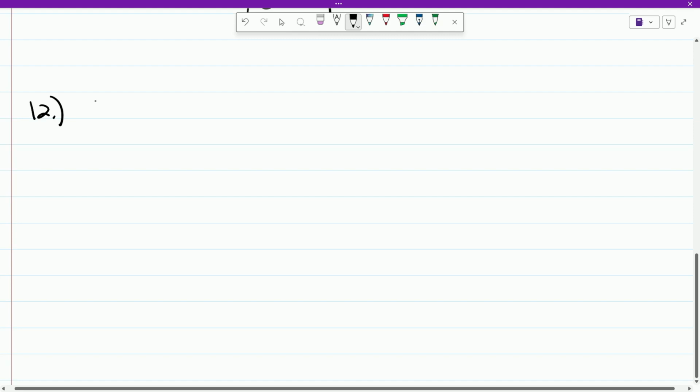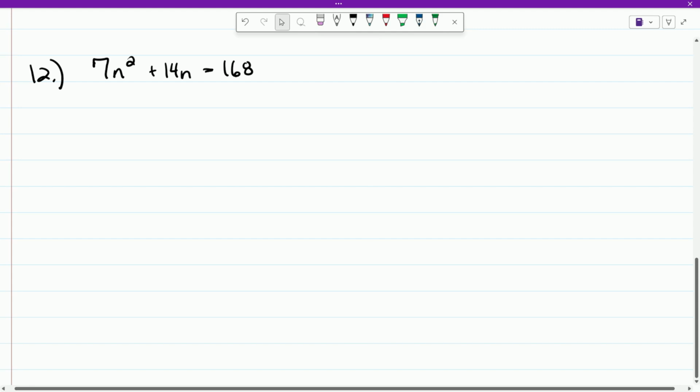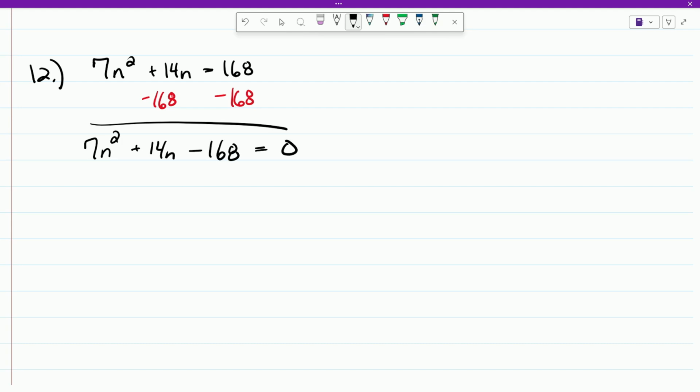So number 12 is 7n to the second plus 14n equals 168. Step number 1, I need to set the equation equal to 0. Currently, this is equal to 168. I can't have that. So what I need to do is take this 168 and move it over here. That way, by doing that, it'll equal 0. To accomplish that task, I subtract 168 from both sides of the equation. That gives me 7n to the second plus 14n minus 168 equals 0.